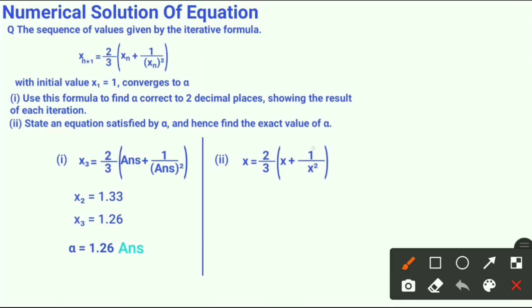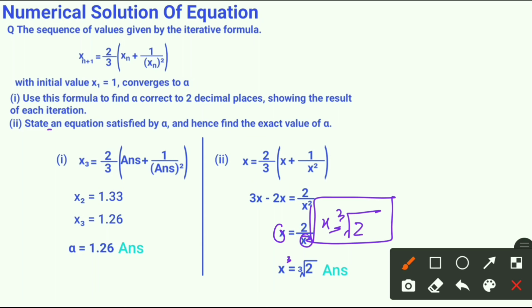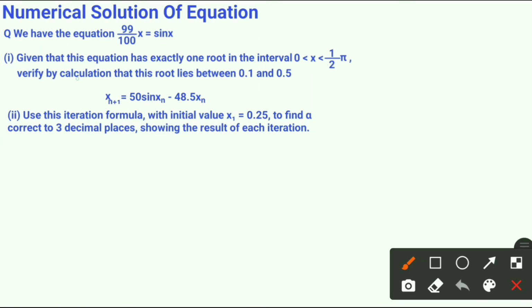Okay, so this was part 1, and part 2 is to substitute this and you get this value. So in part 2, 3 will go to the left side, and 3x minus 2x is equal to this. So you get x cubed, and then x under root 2 is equal to x. This is the answer. State an equation satisfied by this, and hence find the exact value of this.